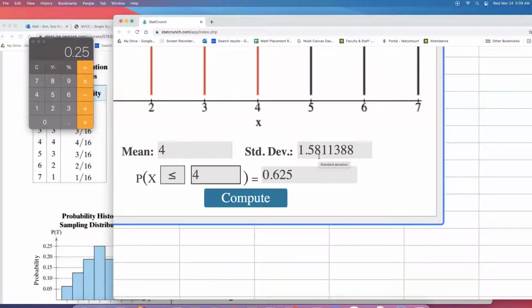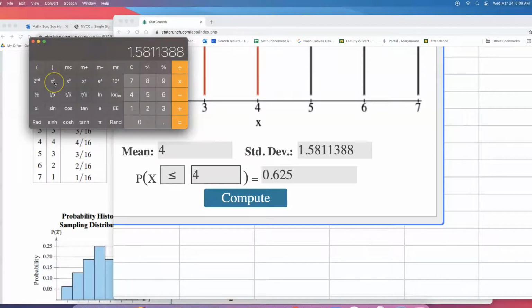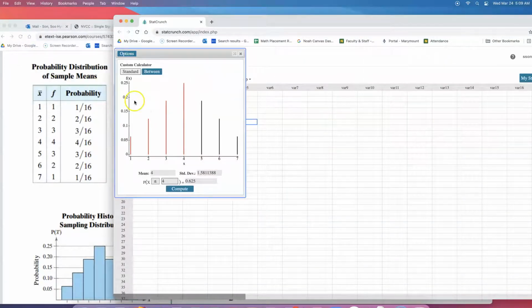And if you're wondering, what about the variance? If I take the standard deviation, look, 1.5811388, and if I square it, it should be approximately 2.5. Ta-da, 2.49 repeating. So this is how you can find the standard deviation of any probability distribution using StatCrunch.